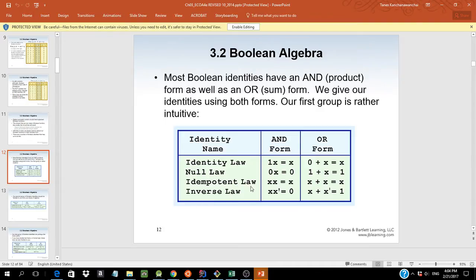Idempotent law, x times x is x, x plus x is x. Inverse law, x times x prime is 0. Sometimes you see this x bar, with the bar at the top, meaning the same. X plus x bar is 1. That's inverse law.